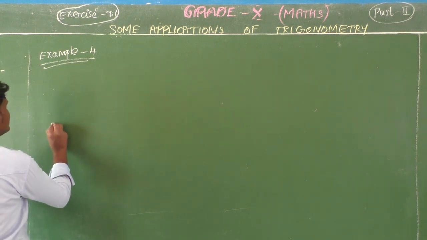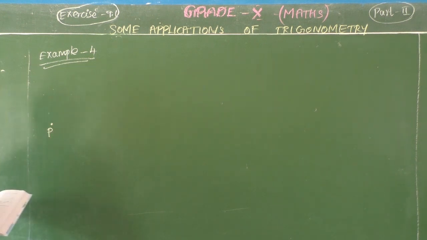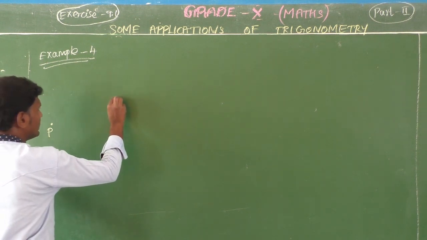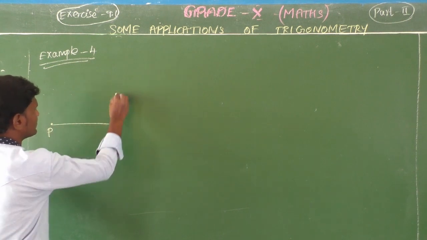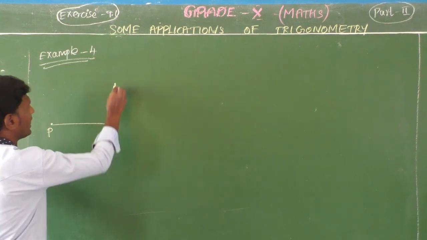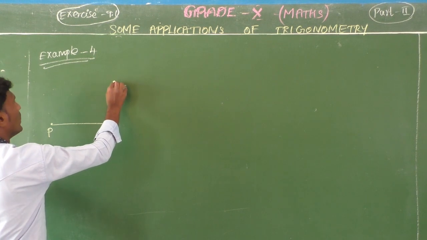Okay, so first this is a point. This is one point. From the point, we want to take it like this. This is a building, and on the top of the building, one flag is there.